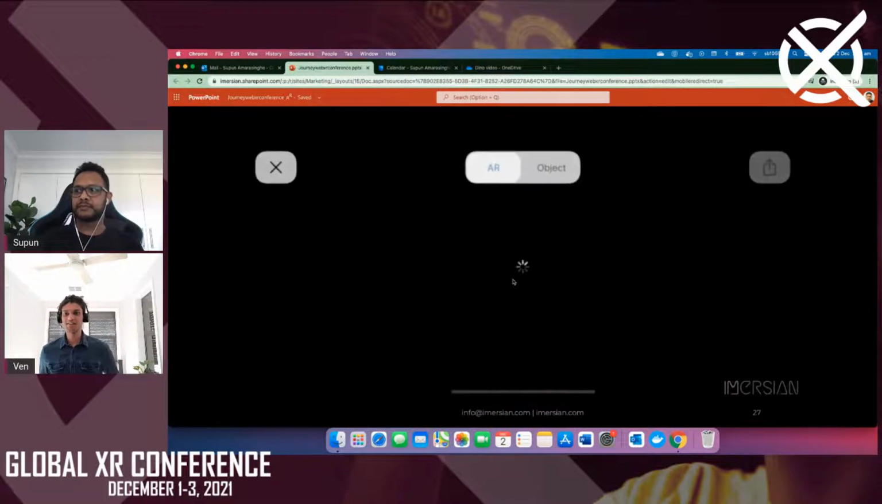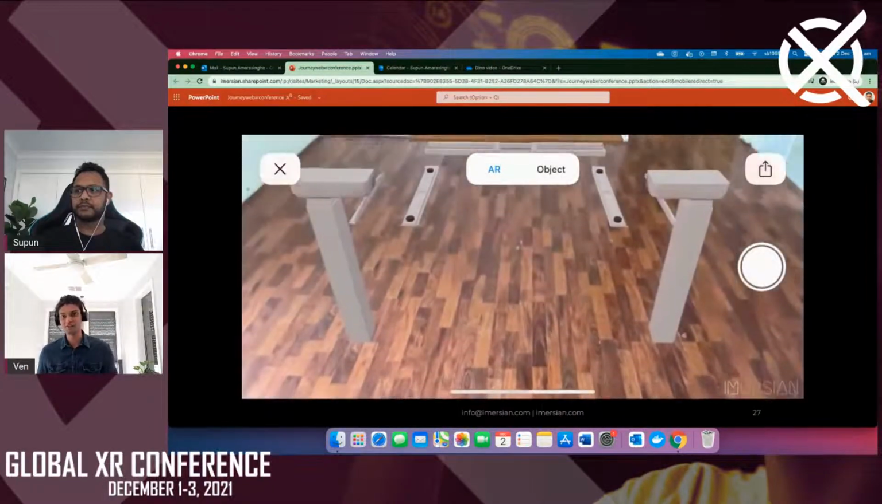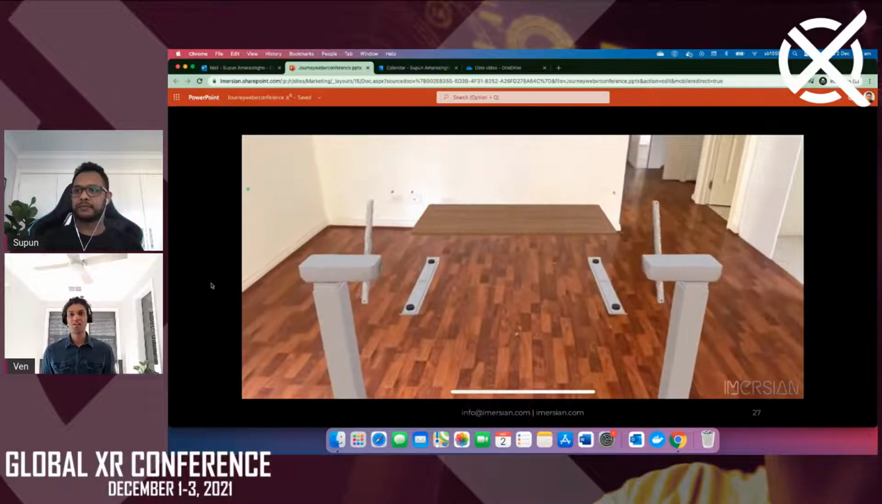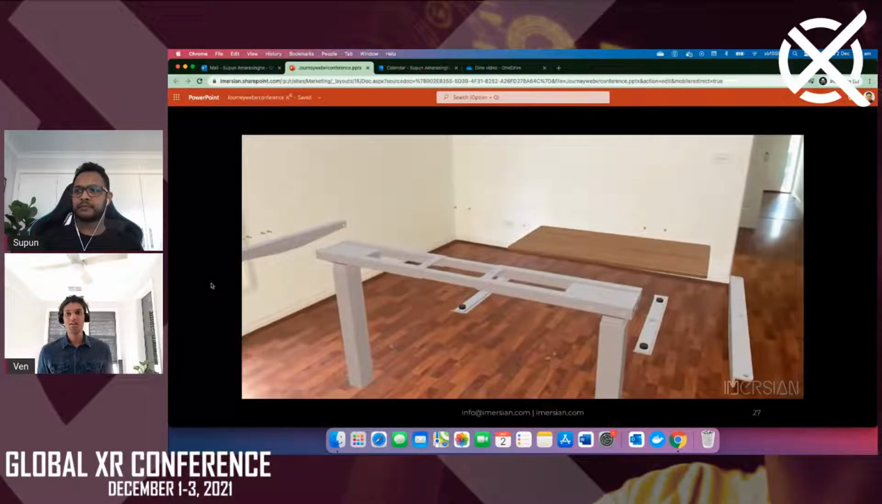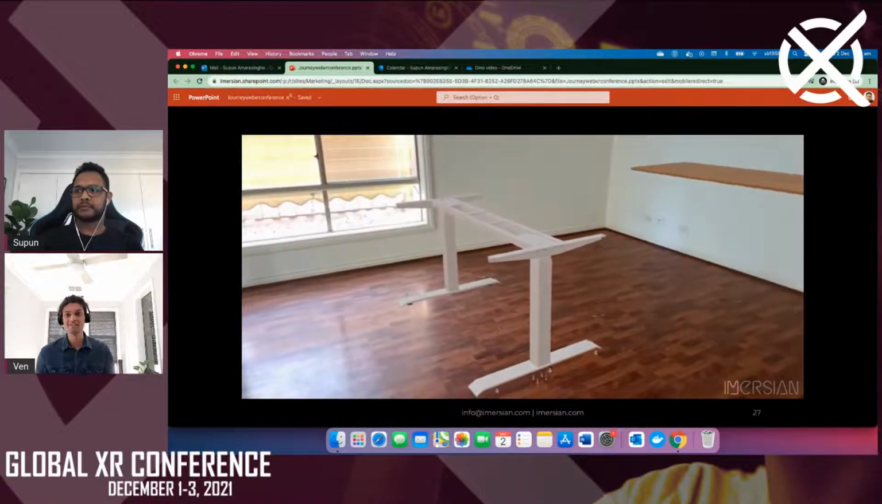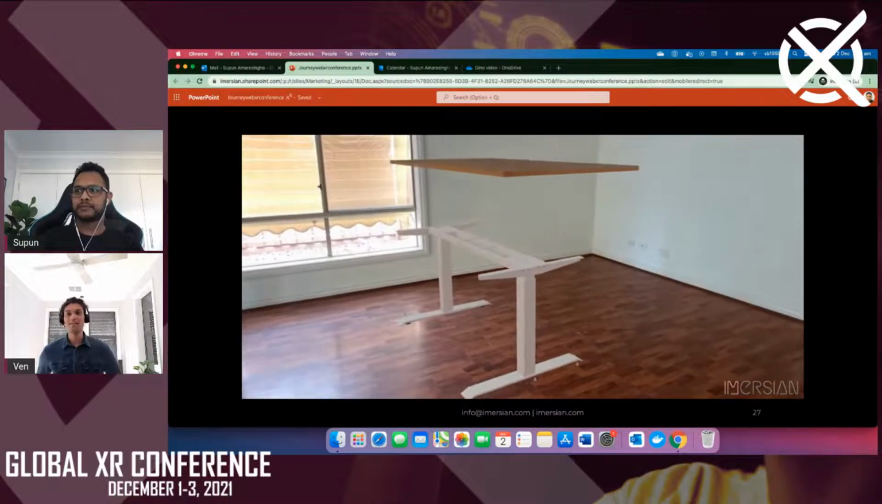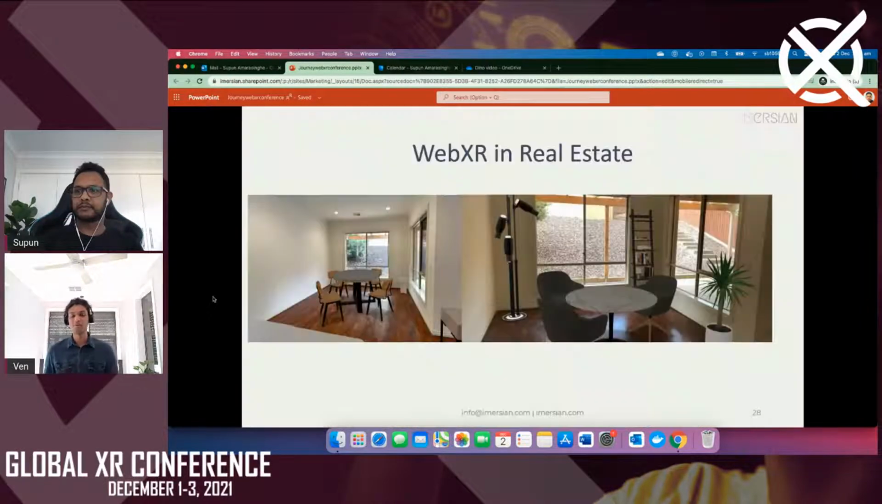Now, there are quite a few use cases beyond just being able to visualize furniture in your space. You can potentially use it for assemblies and really understand how an IKEA furniture piece could come together in your house, and just give you a guided explanation of how it exactly works.